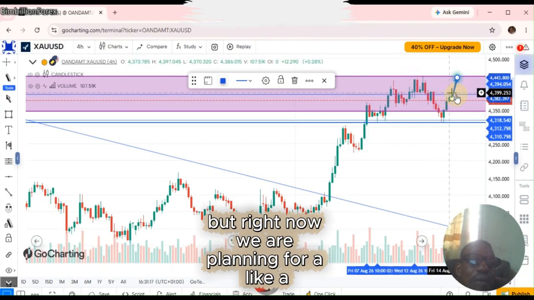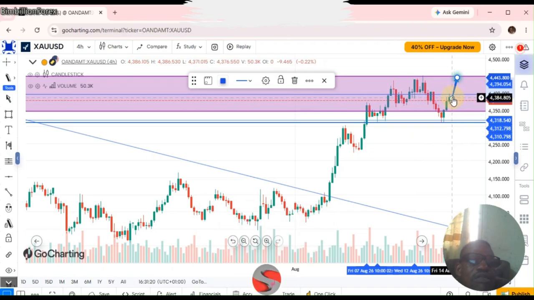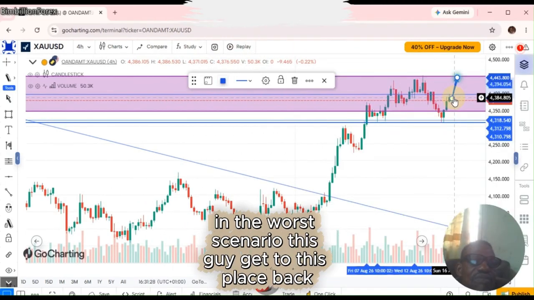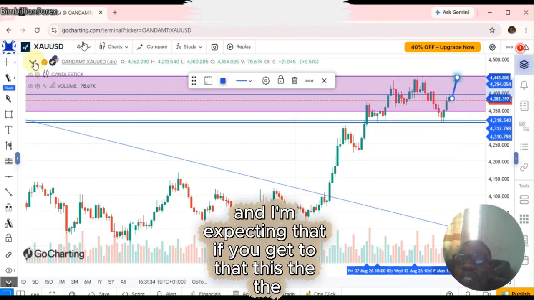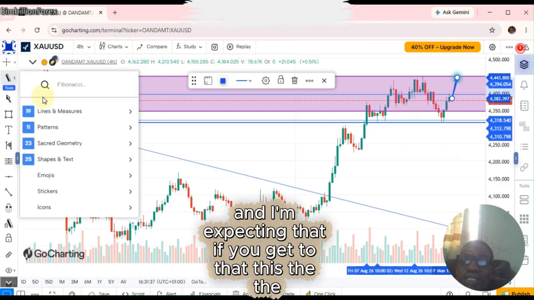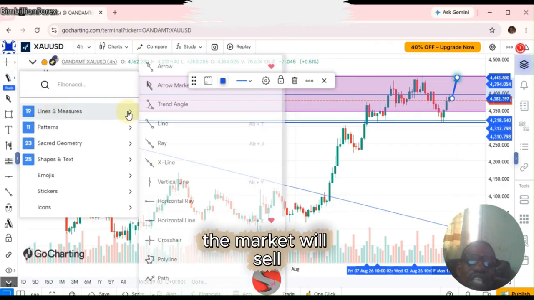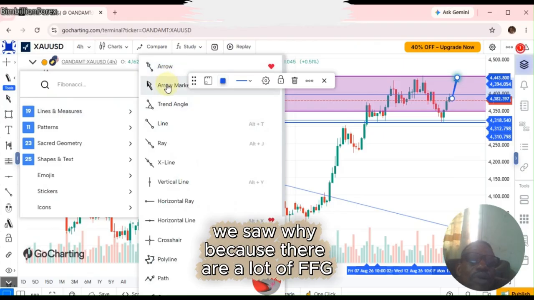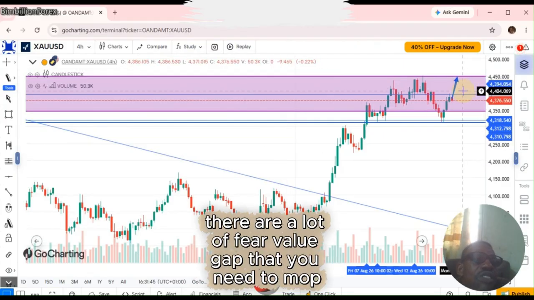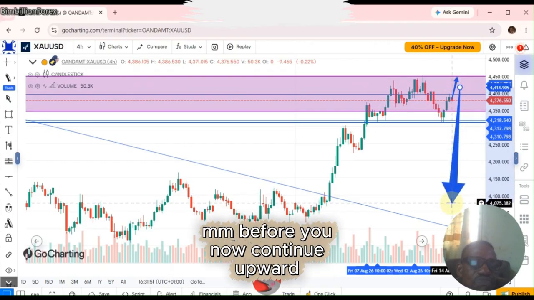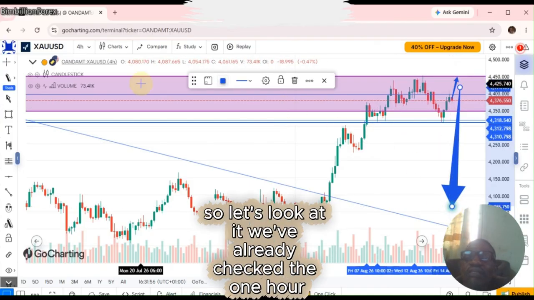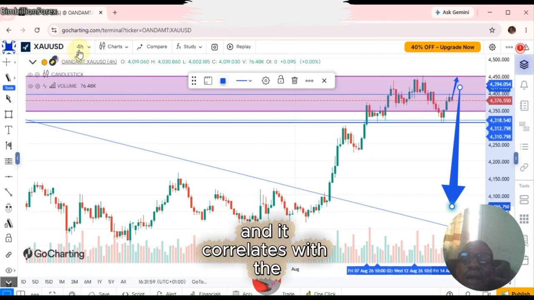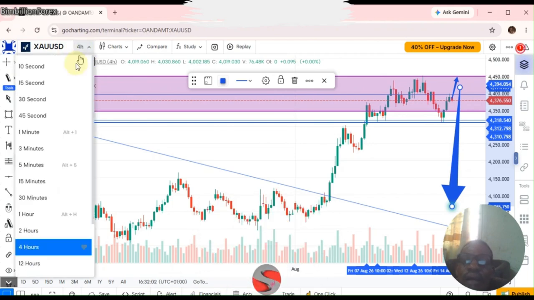But right now we are planning for the worst-case scenario, shorts. This price gets back to this place, and I'm expecting that if it gets there, the market will sell. Why? Because there are a lot of fair value gaps that you need to mop up before you continue upward. We've already checked the 1 hour and it correlates with the 4 hours.